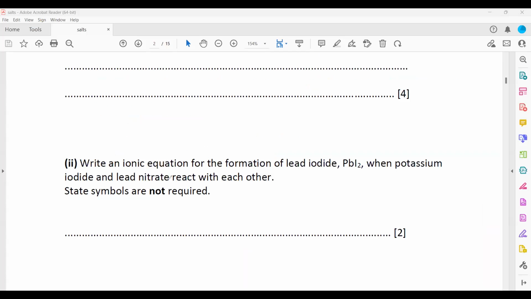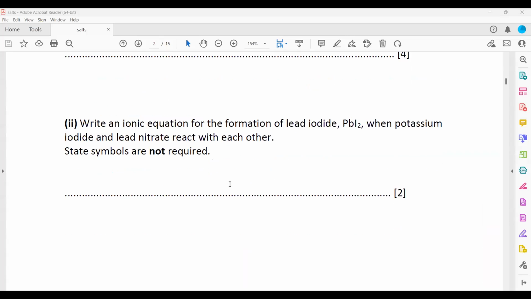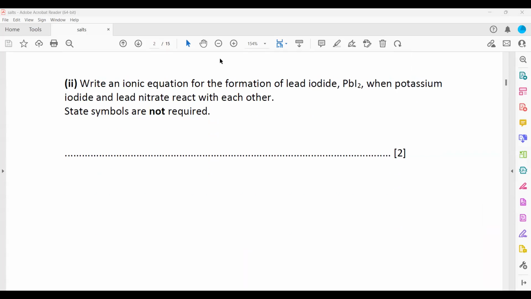The next one: write an ionic equation for the formation of lead iodide. Yesterday I mentioned, if you want to write an ionic equation, which solid do we want to prepare? We want to prepare lead iodide, PbI2. So on the reactant side, we should have ions. What are the ions present in lead iodide? Lead has valency +2, and iodide, group 7, is -1, and there are two, so we put 2 before it.